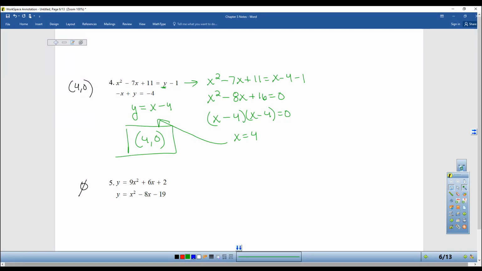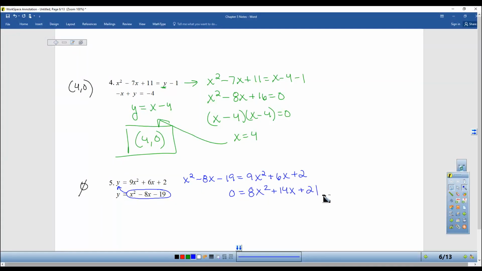Number 5. They're both equal to y, so I can literally put all of this, which is y, right in there. X squared minus 8x minus 19 is equal to 9x squared plus 6x plus 2. I see an x squared in my equation. What do? I set it equal to 0 and factor. So I subtract x squared from both sides. I add 8x to both sides. I add 19 to both sides.